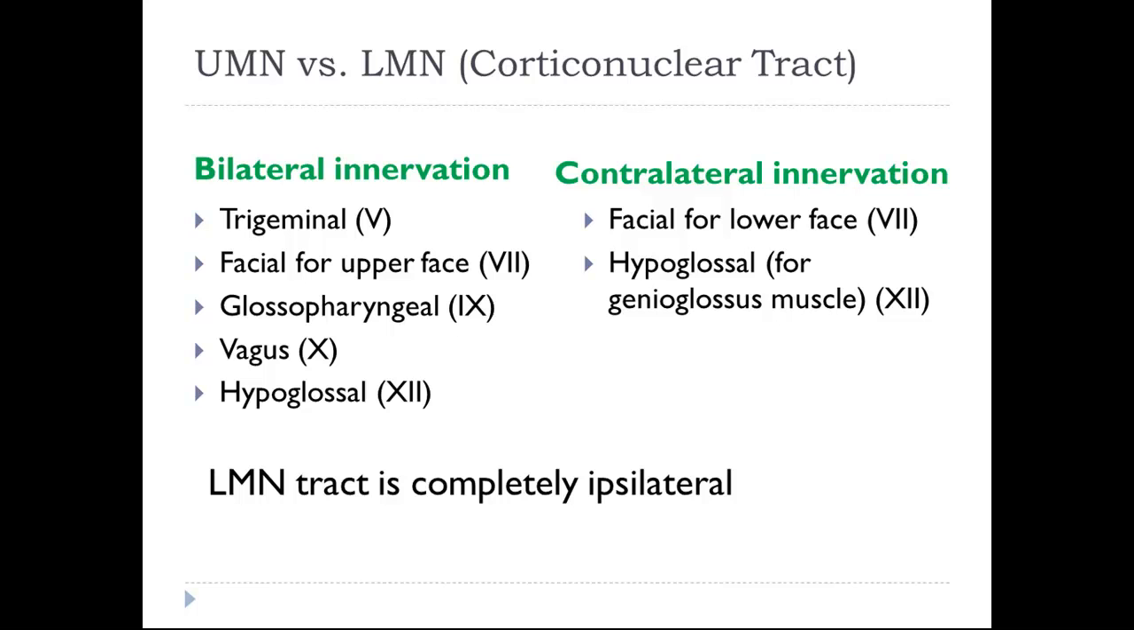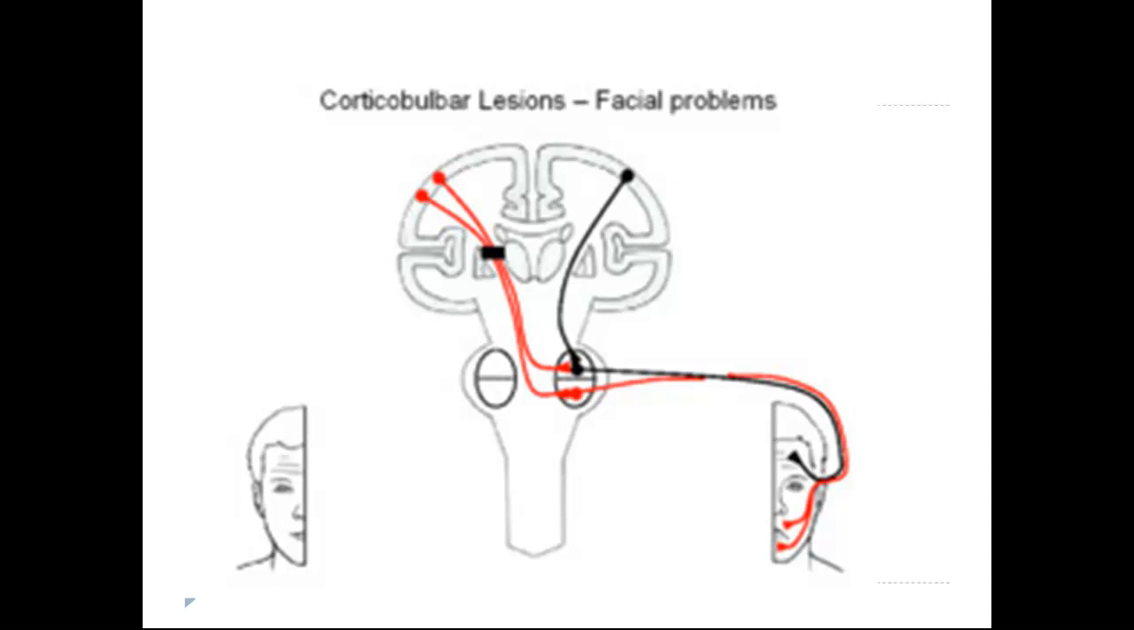So the only 2 nerves that are receiving contralateral innervation are portions of the facial nerve, the portions that control the lower half of the face, and specifically the genioglossus muscle, which is controlled through the hypoglossal nerve. Only that one muscle, which is your biggest muscle in your tongue, is contralaterally controlled. That means the right side of your tongue is controlled by the left side of your brain. The left side of your tongue is controlled by the right side of your brain. And again, the lower motor neuron organization, beyond the upper motor neuron pathway, is always ipsilateral.